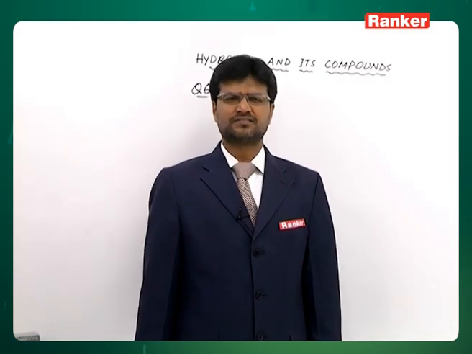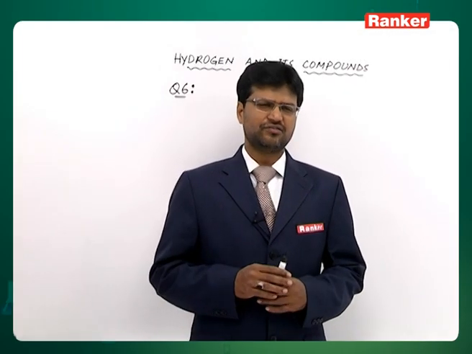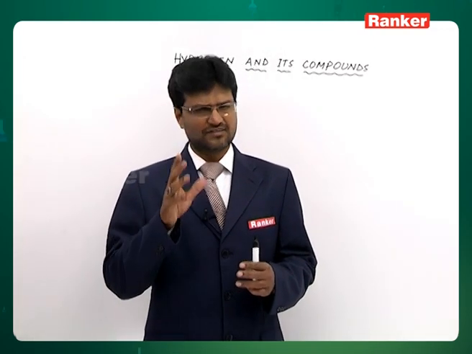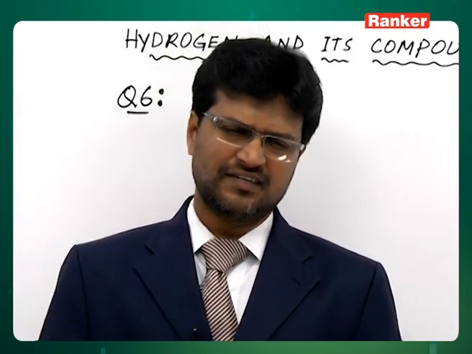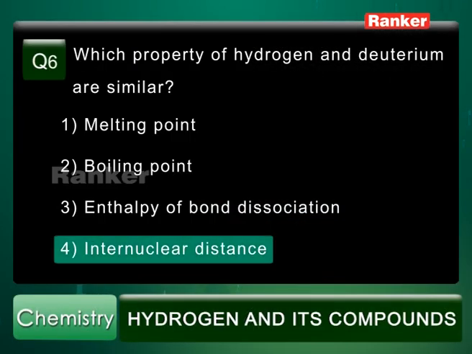Question number 6. Which property of hydrogen and deuterium are similar? First option melting point, second option boiling point, third option enthalpy of bond dissociation, and fourth option is internuclear distance. See, you need to know that hydrogen and deuterium are related to each other as isotopes. Isotopes have same atomic size. Because atomic size is same, their internuclear distance will be same. So the correct answer is fourth option.